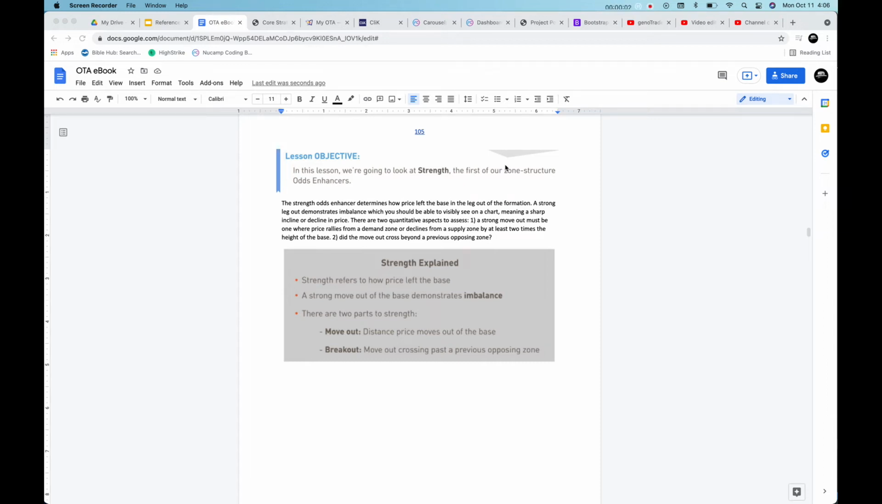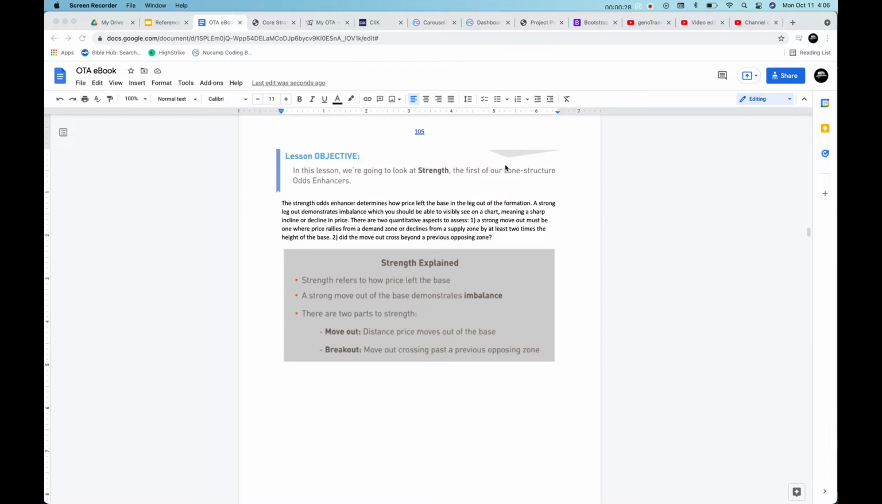In this lesson, we're going to look at strength, the first of our zone structure odds enhancers. The strength odds enhancer determines how price left the base in the leg out formation. A strong leg out demonstrates imbalance, which you should be able to visibly see on a chart, meaning this is a sharp incline or a decline in price.